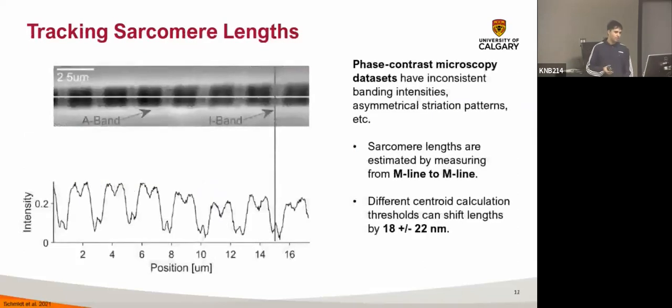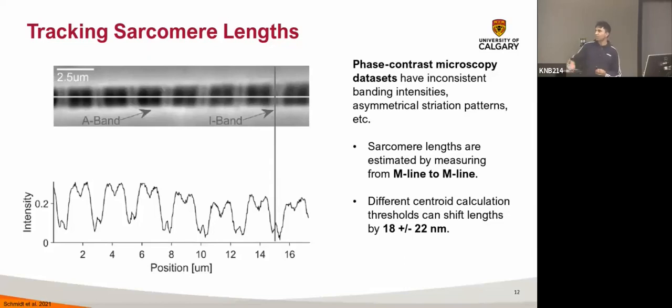Another thing that we wanted to do is measure the distances between the M lines and the Z lines very consistently. Usually when you look at sarcomeres under microscopy, it's done with phase contrast microscopy, that's the black and white images like the one above. When we use these images, we have inconsistent banding intensities, asymmetrical striation patterns, and other issues that mean that when we try to measure, say, the length of a specific sarcomere, we have to kind of approximate.